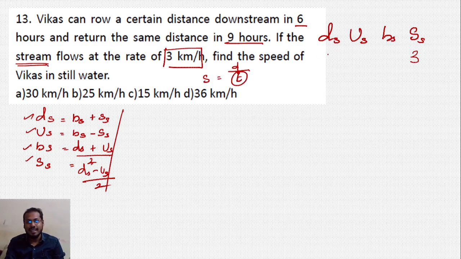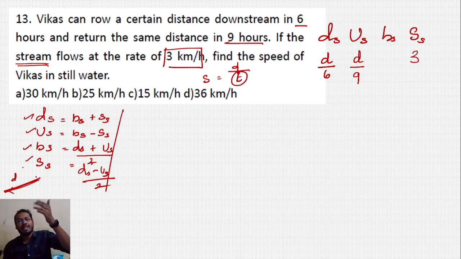So write like this: distance over 6. And here I don't know the distance, over 9 hours. That distance was crossed in 9 hours. So he traveled a certain distance upstream, it takes 9 hours. Downstream it takes 6 hours. If you're climbing a hill it takes more time; if you come back you take less time. That is why the time differs here. Out of this I'm going to find the answer.